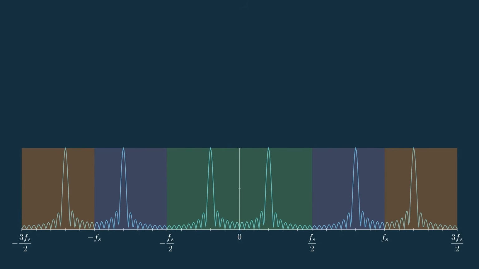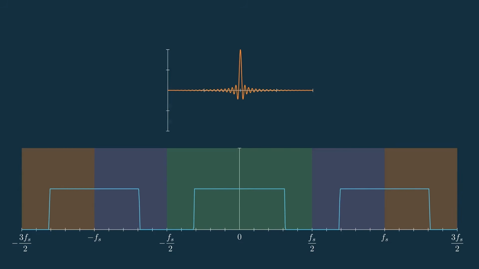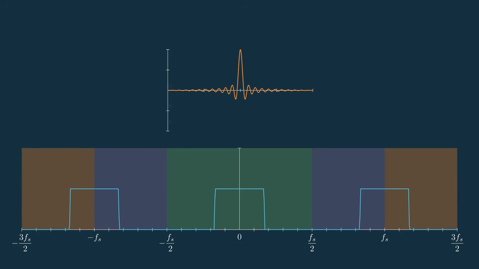Before I move forward though, for simplicity, I'm going to briefly change the input signal to one that will give us a rectangular frequency spectrum. This is completely different than the sine wave input we've been using, but it'll make it easier to see the concept of aliasing in the frequency domain. And I'll come back to the sine wave in a second.